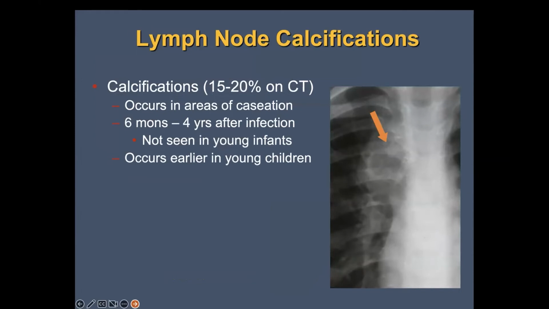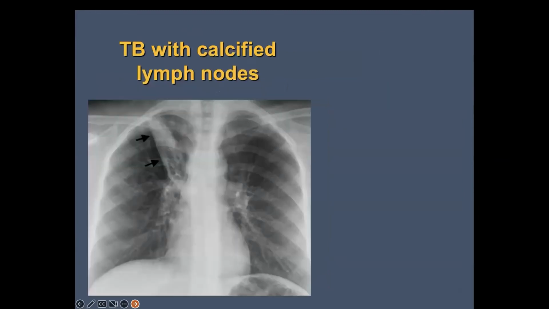Calcifications occur in the areas of caseation, and usually they arise anywhere up to about 4 years after the infection. So you're really not going to see these in infants and young children very often, although calcification tends to occur a little bit earlier in young children than it does in older children. But mostly you're not going to see them, and when they're there, they're pretty hard to see.